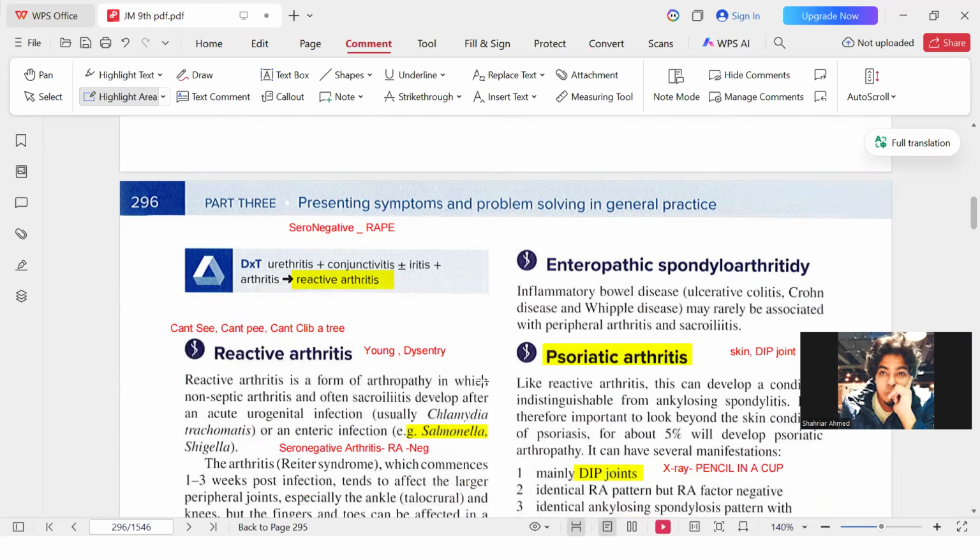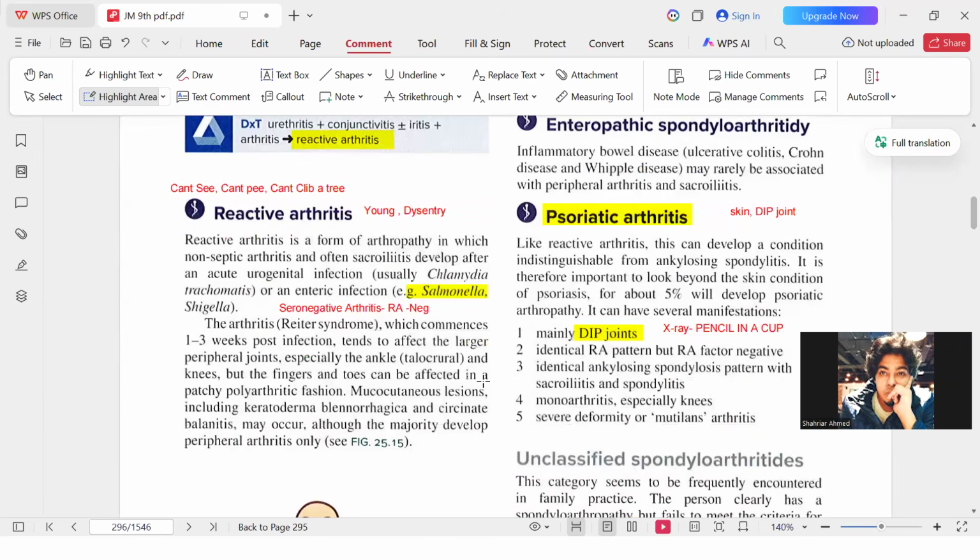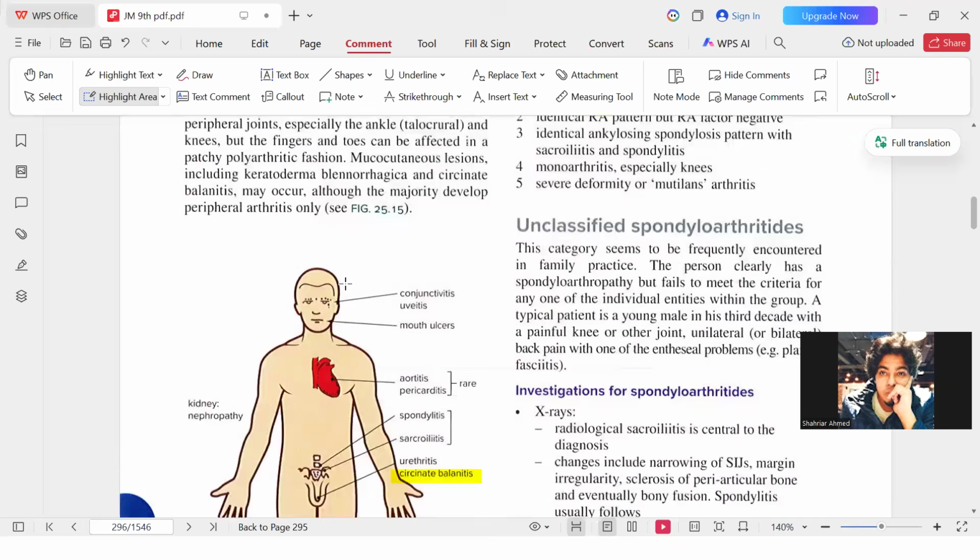I mean, respectfully. Yeah. We already talked about the seronegatives we are going through, reactive, ankylosing. Just now we finished already: can't see, can't pee, can't climb a tree. We already discussed that part. I mean, before ankylosing, it's a seronegative arthritis with these particular things.